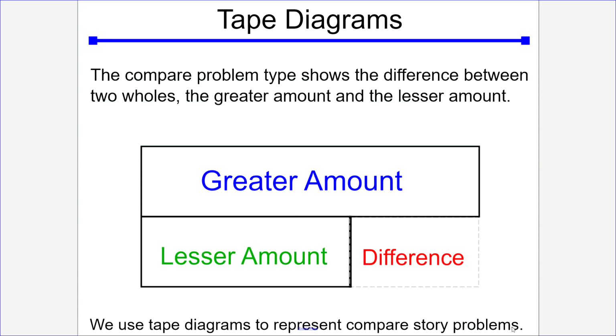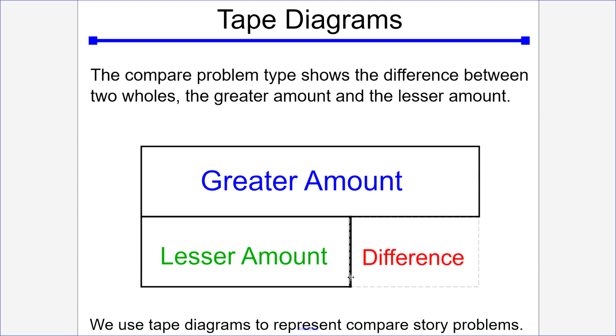When we compare problems, we use a tape diagram. The compare problem type shows the difference between two wholes, the greater amount and the lesser amount. We use a tape diagram to represent compare story problems. The greater amount goes on the top of the tape diagram. The lesser amount goes on the bottom of the tape diagram because it is not as large as the greater amount. The difference also goes on the bottom of a tape diagram.